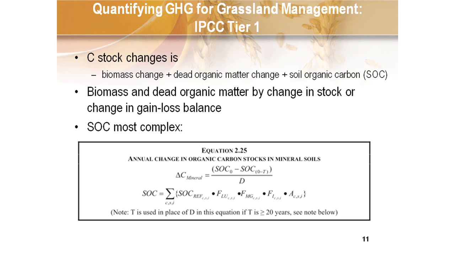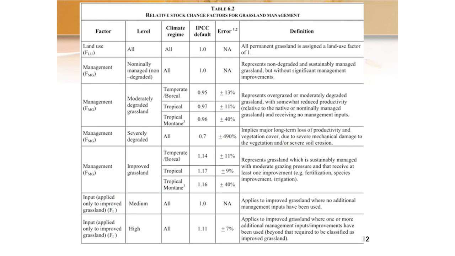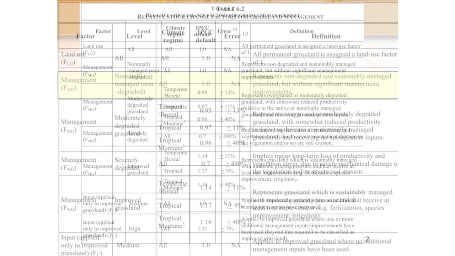So how does Tier 1 work? I'm not going to spend any time on it. There's an equation, and a number of factors that relate back to some soil organic carbon level. There's also biomass and dead organic matter, but those are less on a stock change or loss-gain basis. Organic carbon is more complex and has a number of factors. There's a table in the 2006 guidelines that covers the latest version of these numbers.